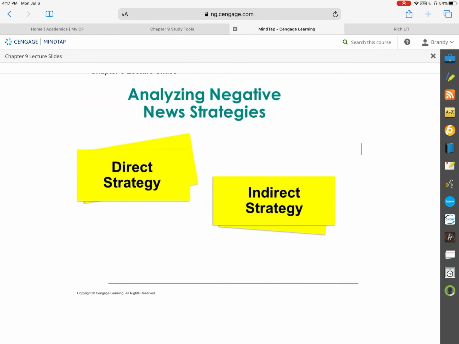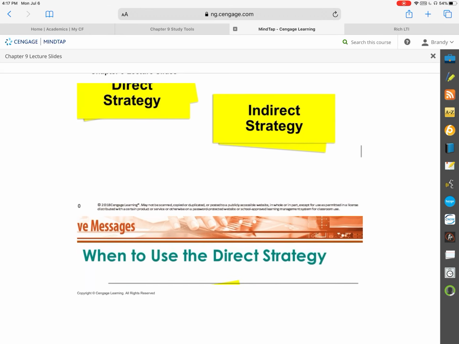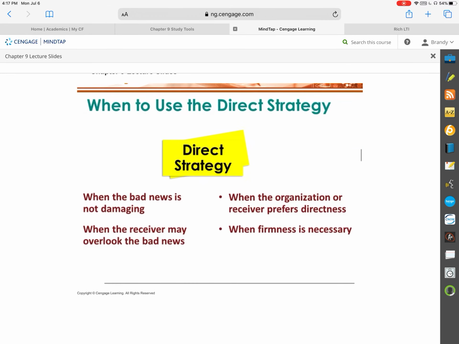Now, there are two strategies, and they really hit this hard in this chapter. And I believe we see it again in persuasive. That is what we call direct strategy, getting to the point, like we've been doing all along, and coming out with what we need to say, or indirect strategy. We've talked about that just briefly when we talked about using passive voice. So, two different strategies, direct and indirect. When do we use each of those?